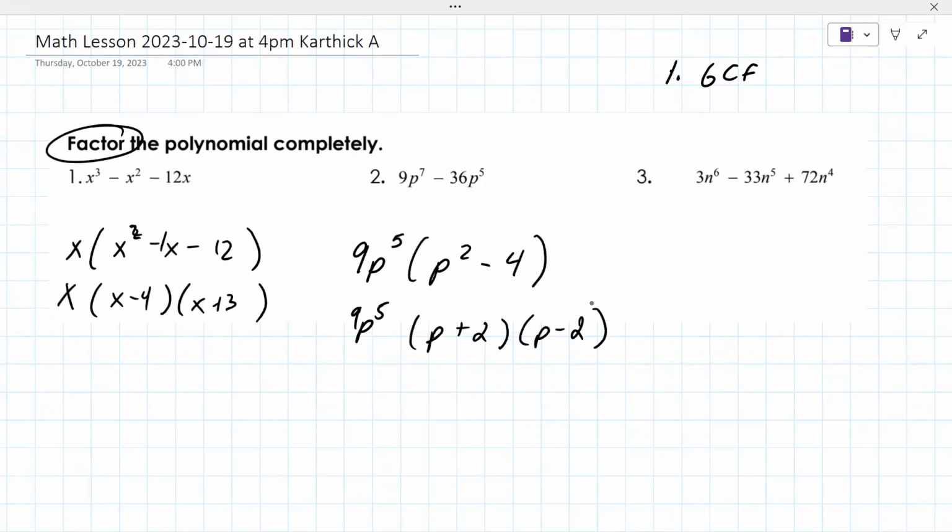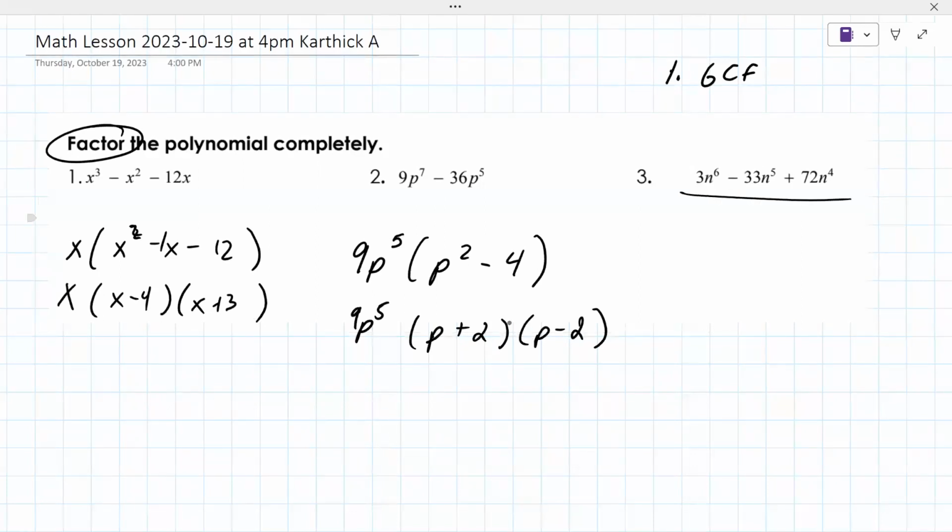And you don't have time to FOIL and multiply, but that is the way to do it. Maybe the better way to do it is probably to rewrite the second step and then write 9p to the 5th, p squared minus 2 squared, like in the middle there. That would be good. Yeah, we'll do that here, or you can do that on your own.